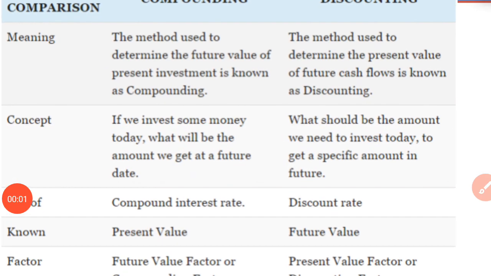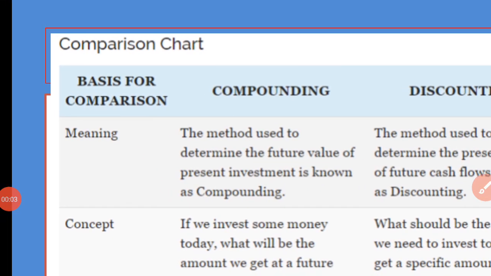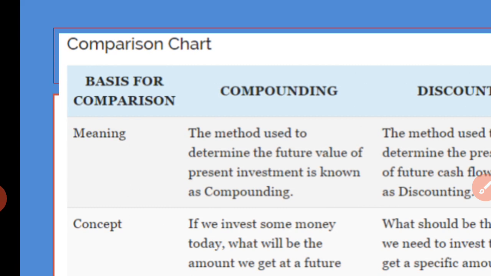Hi friends, now we are discussing two topics. First one, the comparison between compounding and discounting, and the second area, how to calculate the compound value and discount value. Firstly, we are going through the comparison chart of compounding and discounting.